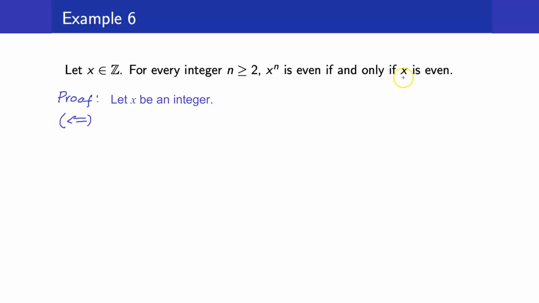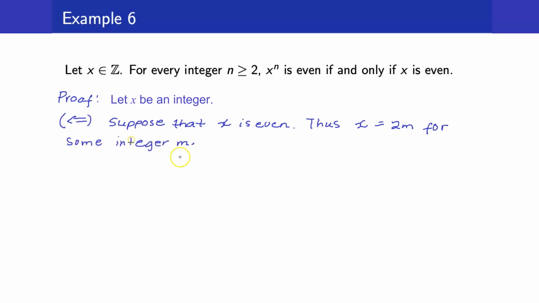So that is, we are assuming that x is even. We will show that x to the n is even. Hence, x is equal to 2m for some integer m. We now consider x to the n. We show that it is even. We have here for every integer n. That's a universal quantifier. So we start with let n be greater than or equal to 2. Then we now show that x to the n is even.